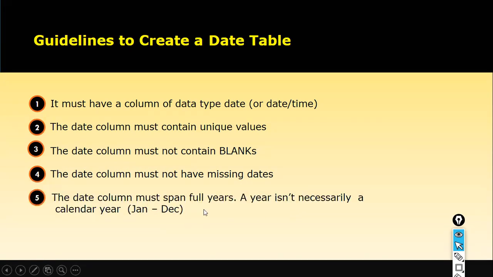The date column must span full years. The year isn't necessarily a calendar year. Okay, the date column must span full years. For example, we may have started the business in March itself, but still it should span the full years, starting from 1st January to this year's end. Okay, that is the rule you need to follow. Once you follow all these guidelines, finally you need to mark your newly created date table as a date table, so that it will become a date table.